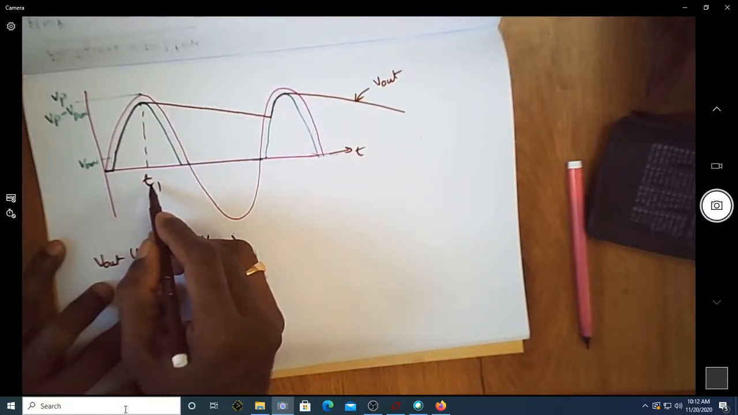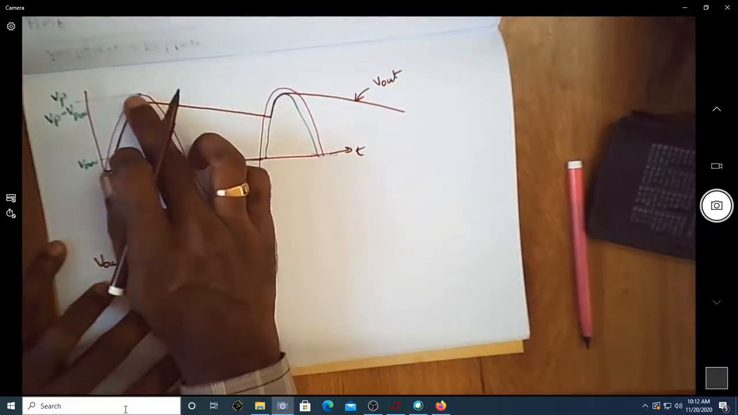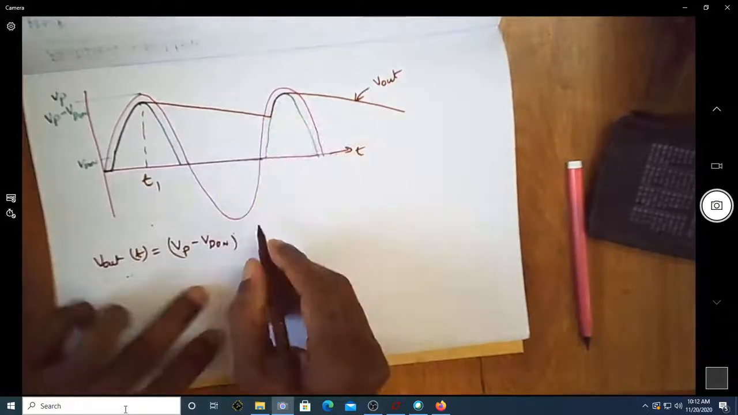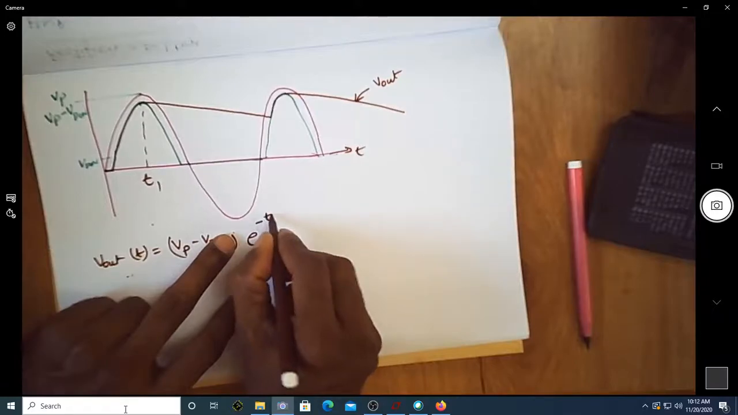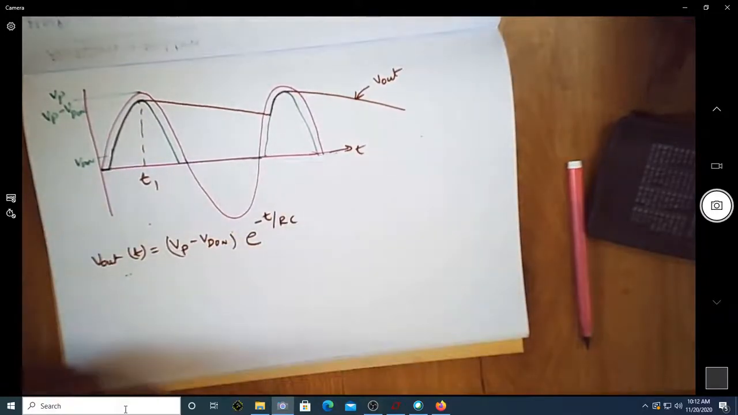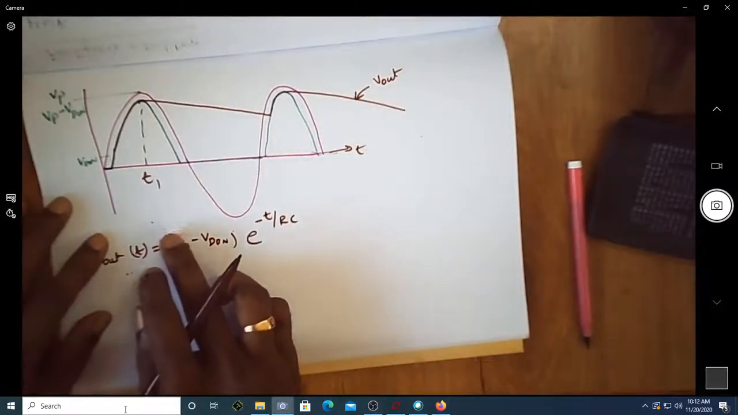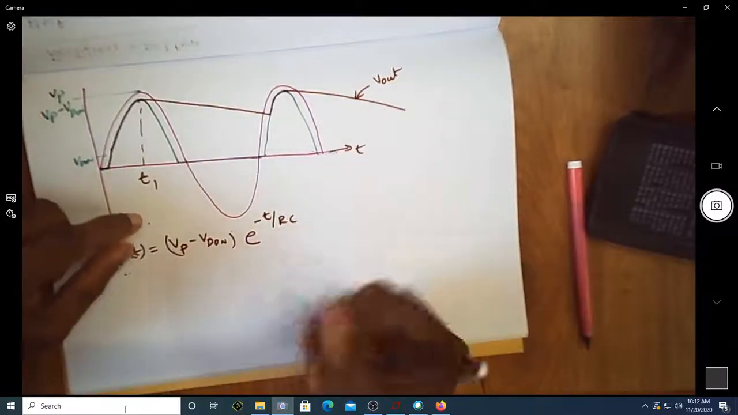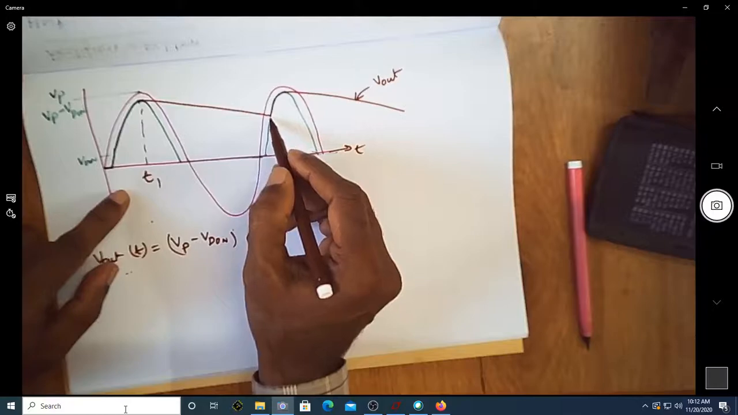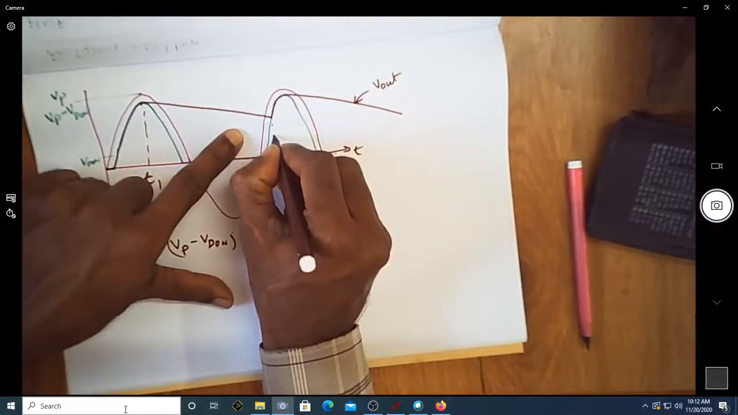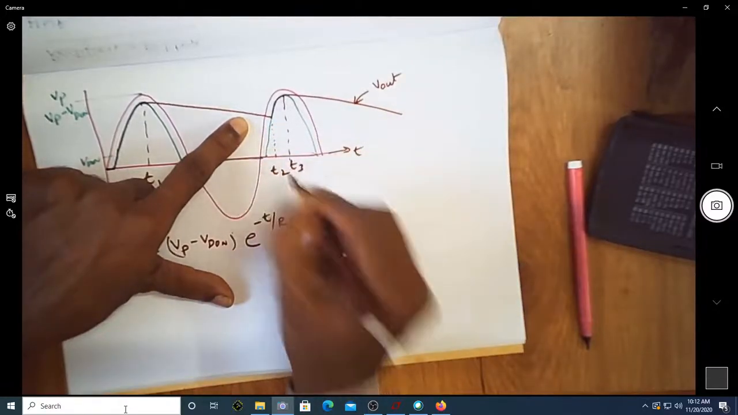When the diode goes off, is it equal to Vp minus Vd on? It is Vp minus Vd on. Since we know that the capacitor discharges exponentially, I will write it as Vp minus Vd on times exponential of minus T by RC. Of course, this is how the capacitor keeps discharging. Now I'm interested in knowing the voltage at, let me write this time as T2, and let me write this time as T3.